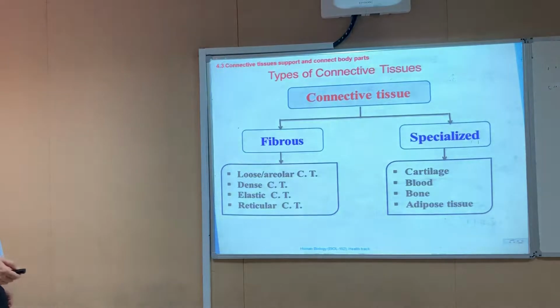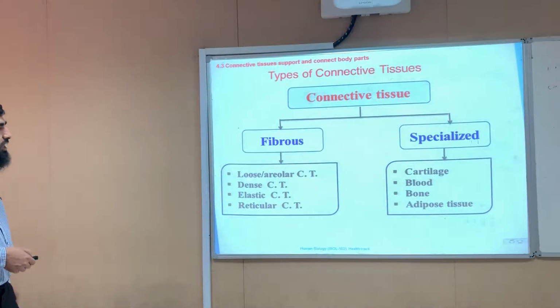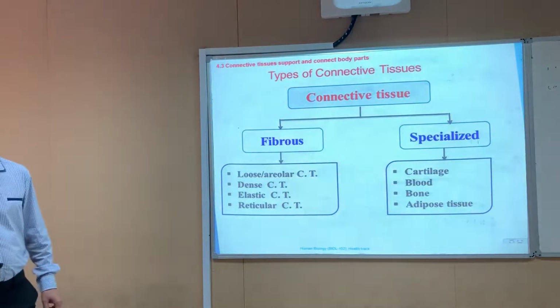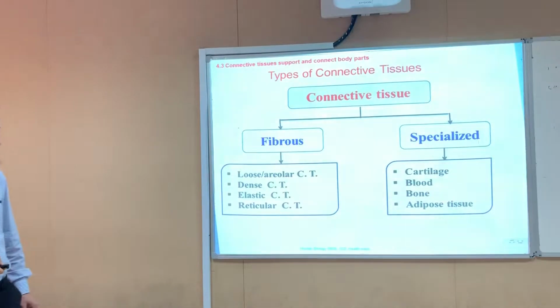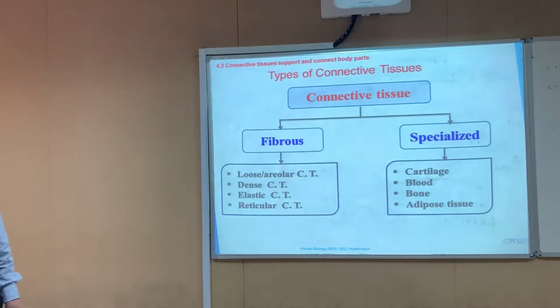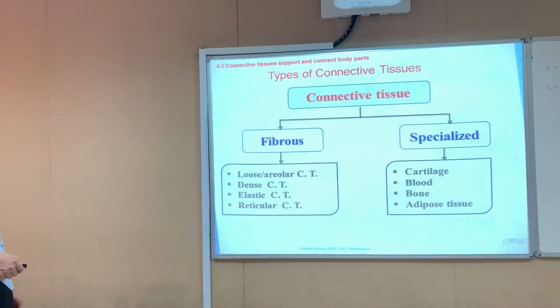If you look at connective tissue, we have 2 types. We have fibrous and specialized, okay? In terms of the fibrous, we have 4 types. The loose areolar connective tissue, you find it a lot around the softer organs, okay? Internal organs, and also muscles are wrapped with this loose areolar connective tissue.